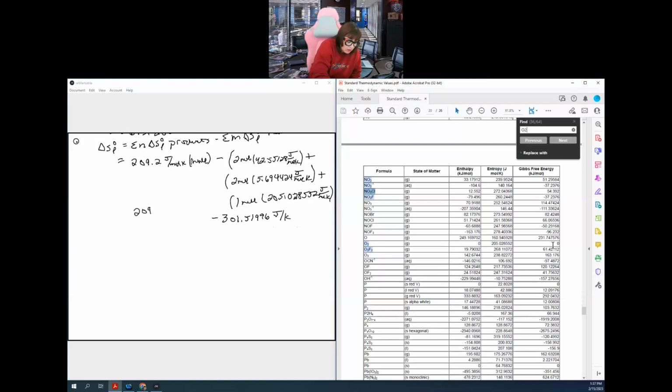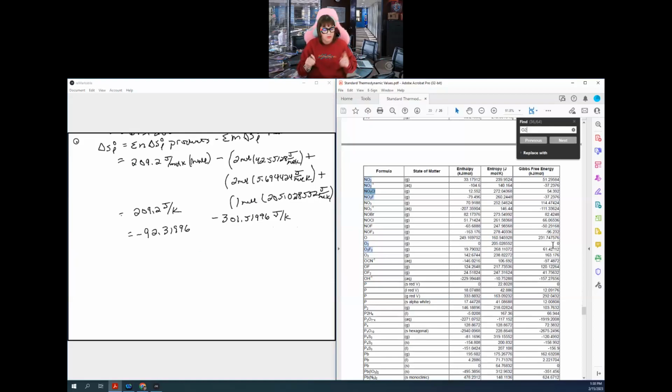So, and we end up with 209.2 joules per Kelvin. So 209.2 minus that answer that I just calculated, and that's going to give me negative 92.31996. And of course, that number makes sense to me.